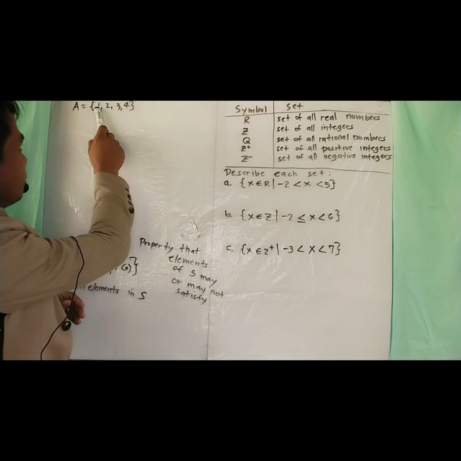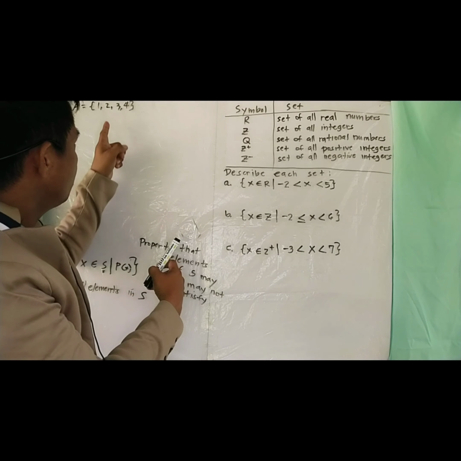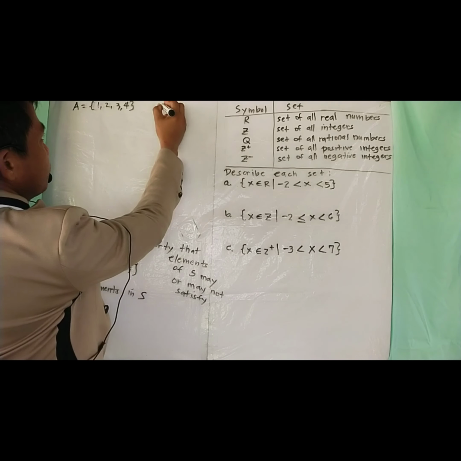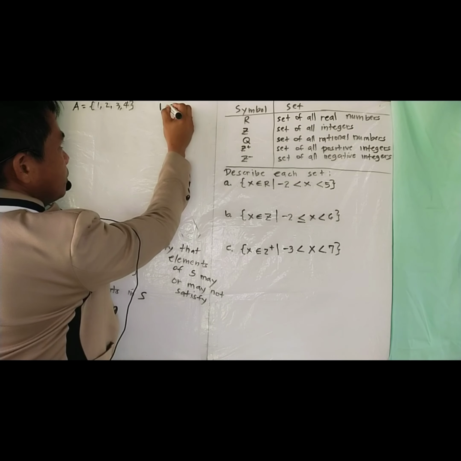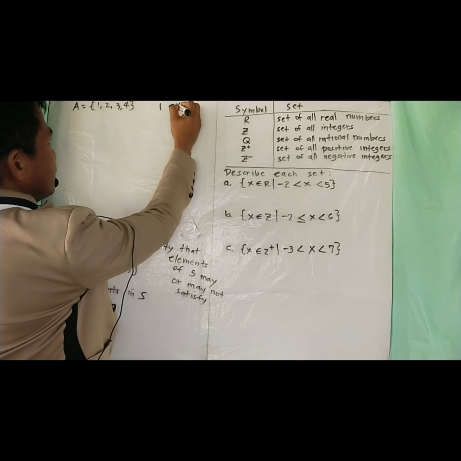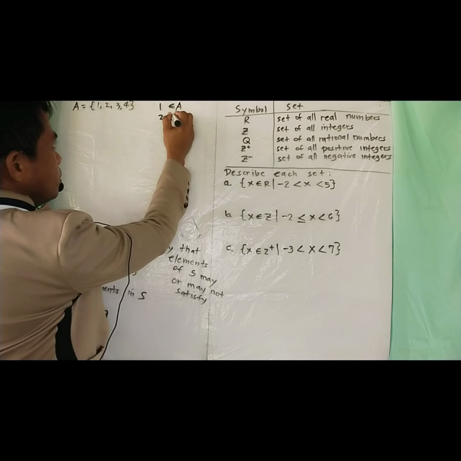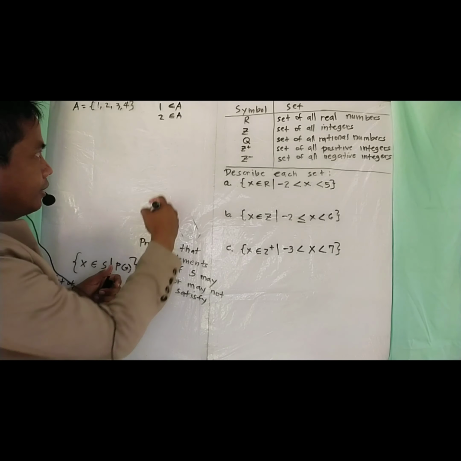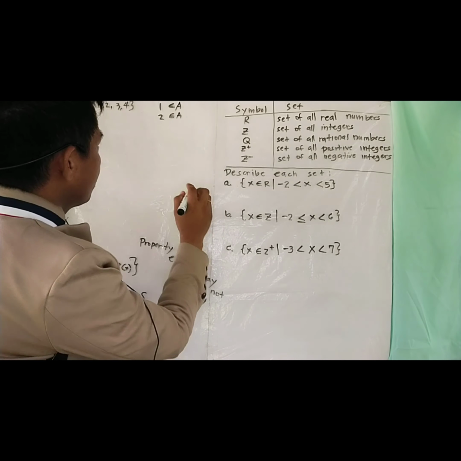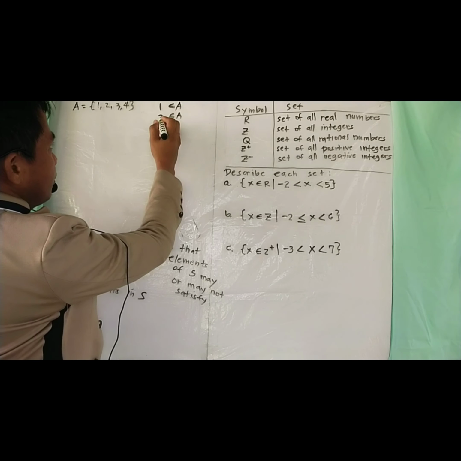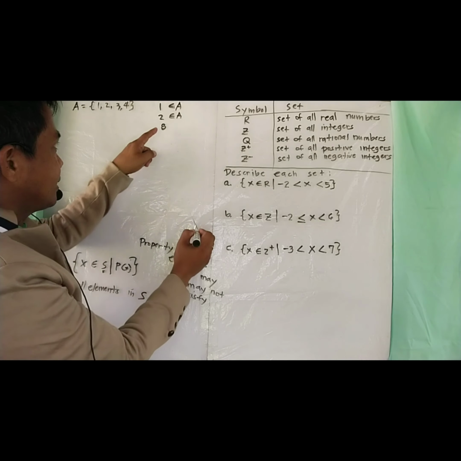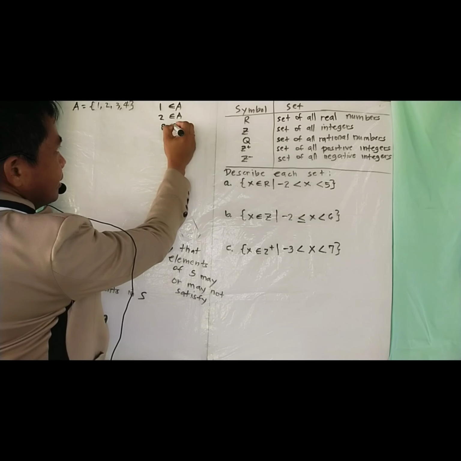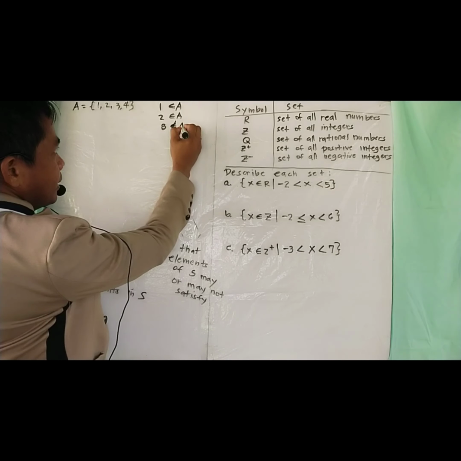Each of these numbers is an element of A. All of these are members of A. So in symbol, we have 1 is an element of A. 2 is also an element of A. For example, we're going to have 3. We are going to have 8. 8 is not a member of the set. So 8 is not a member of set A.